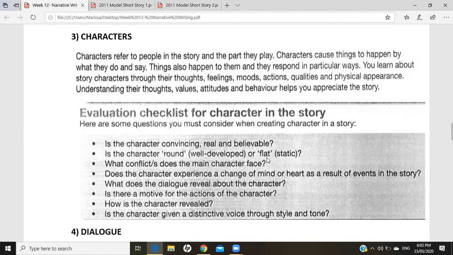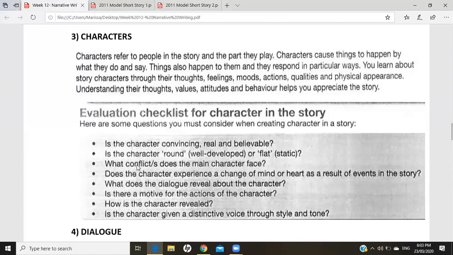Or we have flat characters who play one role. If the character was angry in the beginning, the character remains angry throughout the entire story. If the character was evil, the character remains evil. So the character is flat, meaning straight, in a straight line. The character is boring. The character doesn't evolve. So maybe in your story, you could have round characters that change in the end. Maybe you have flat characters that remain the same, so they remain static throughout the entire story.